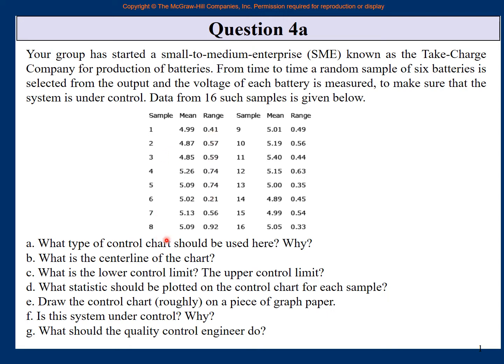So 16 of these samples are there, but each sample has 6 pieces. So the sample size is small n is 6. But there are total of 16 samples that you test. 16 samples of 6 pieces each.